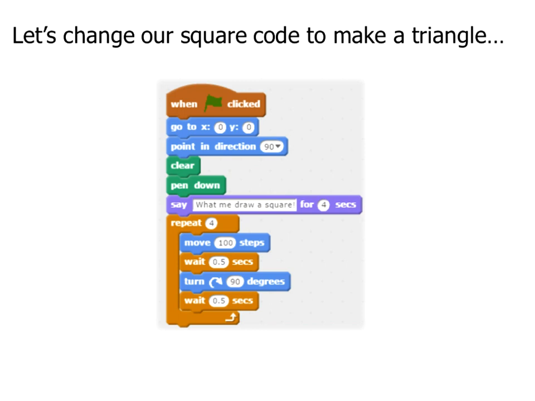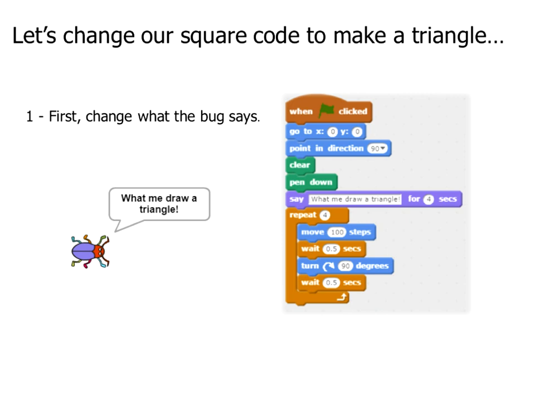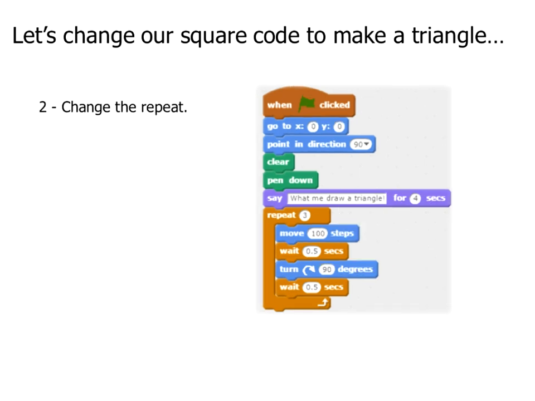So with that same code, if you want to stay on that link, you can continue to follow me along here. We're going to change it to a triangle now. So right here we have a square, and there were 4 sides. So the first thing we should do is change what the bug says. Right now it says, watch me draw a square, and you want to change the word in the say block to watch me draw a triangle. The second thing you want to do is change the repeat. Because there's only 3 sides in a triangle, we're going to change the repeat to 3 instead of 4.